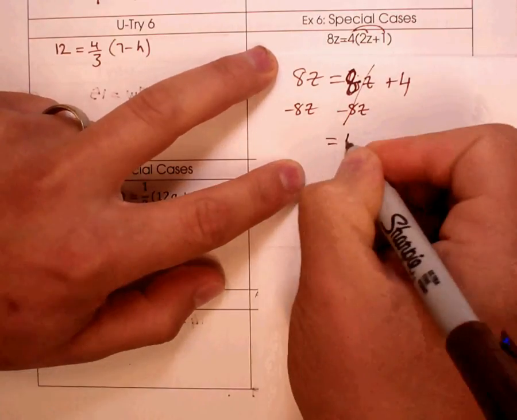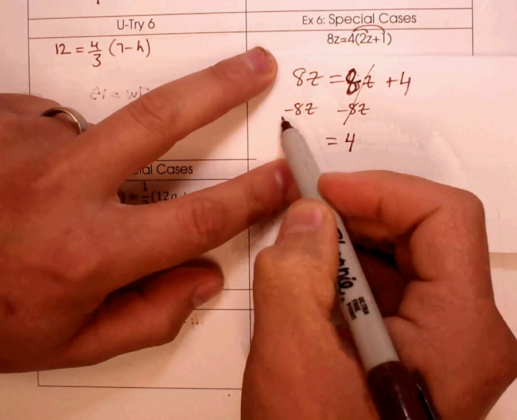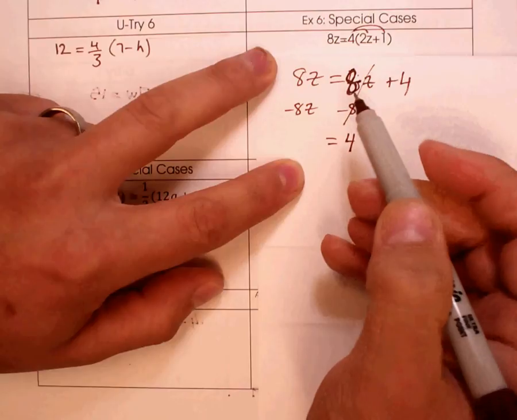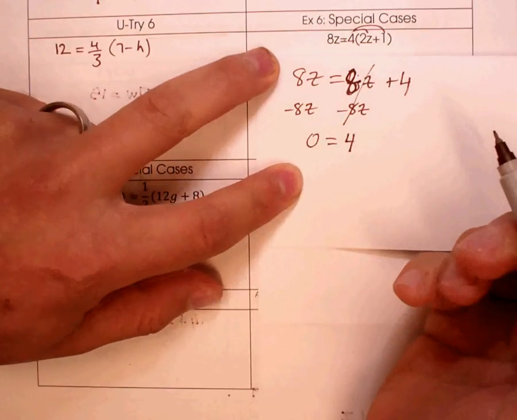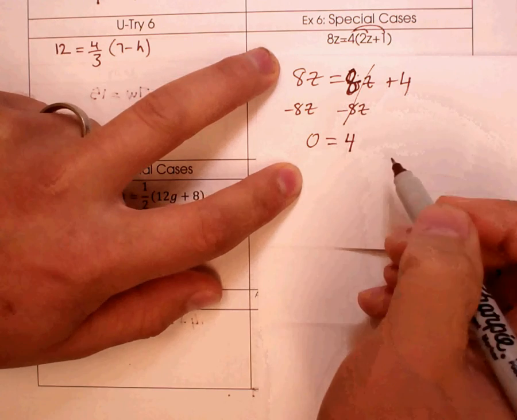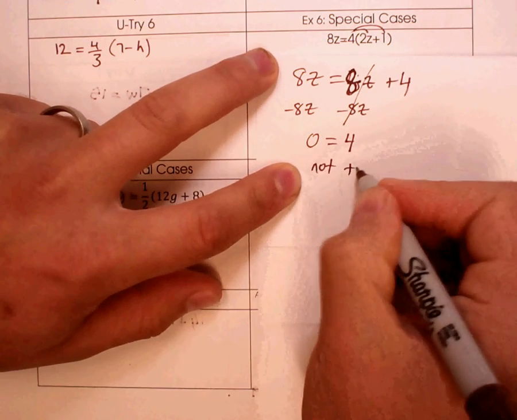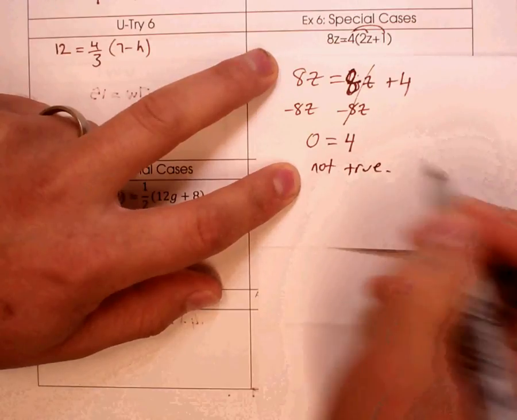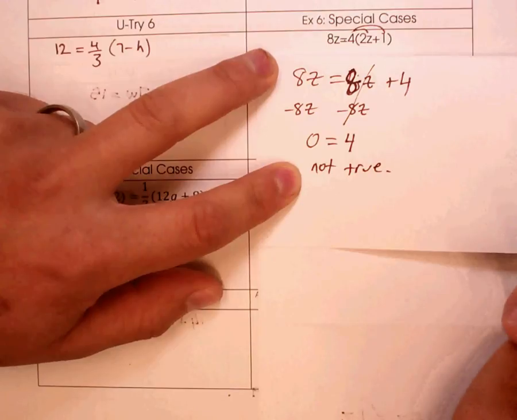So on the right side I have 4. On the left side, this part is tricky. Positive 8z, negative 8z, that's 0z. 0 times z is 0. So after we solve the equation, we end up with a statement that's not true. And we also do not have any variables to say that this was a solution.